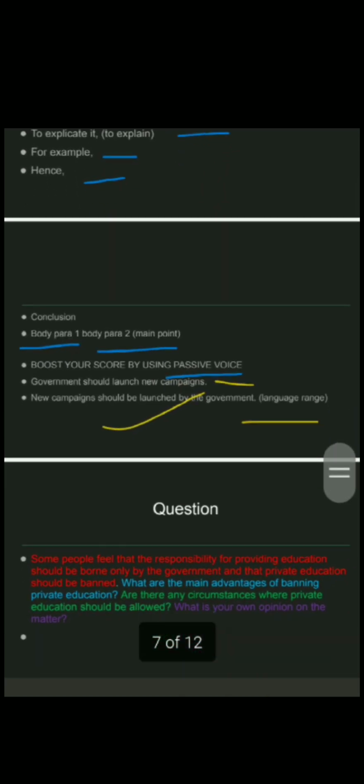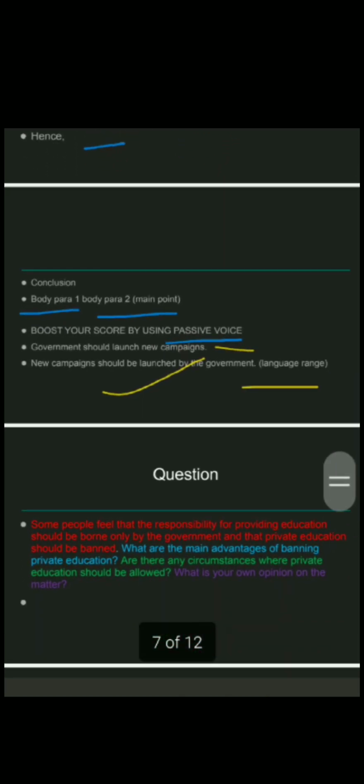For example, a question is given here. The question is, some people feel that the responsibility of providing education should be borne only by the government and that private education should be banned. What are the main advantages of banning private education? Are there any circumstances when private education should be allowed? What is your own opinion on the matter? So there are three questions given to you and one big statement.